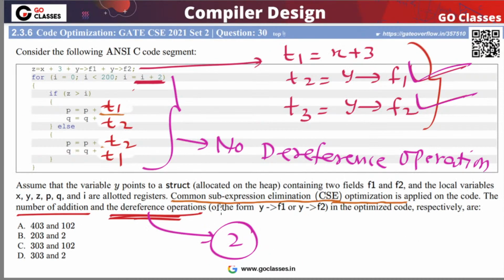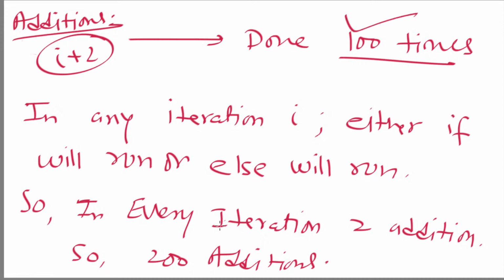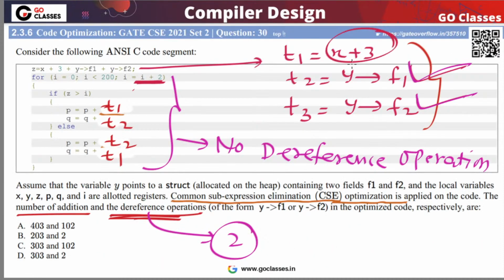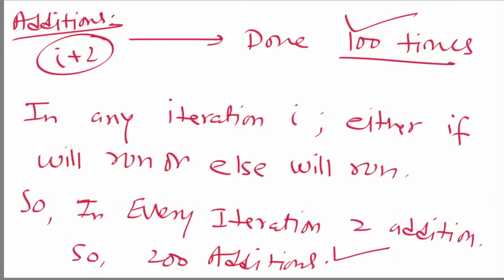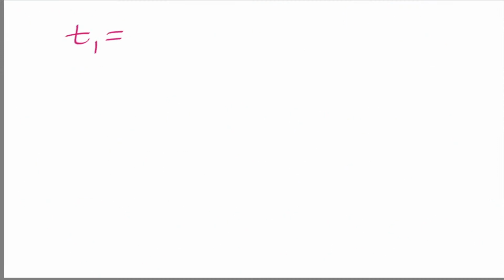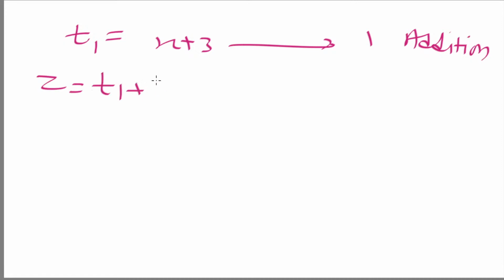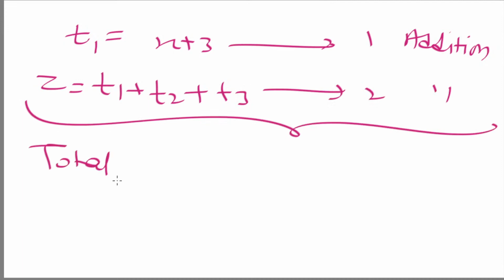So the final answer will be what? 100 additions here, 200 additions here, and the additions outside. Z is equal to t1 plus t2 plus t3, so that is two additions. And t1 is equal to x plus 3, so this is one addition. So three additions outside the loop. So total additions how many?